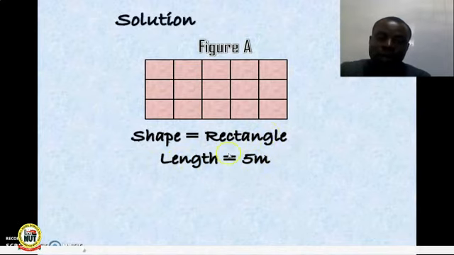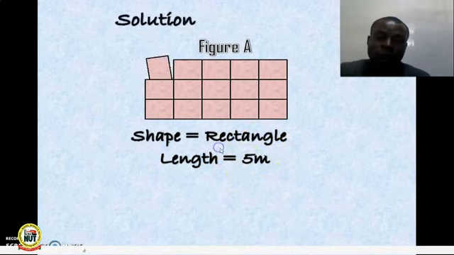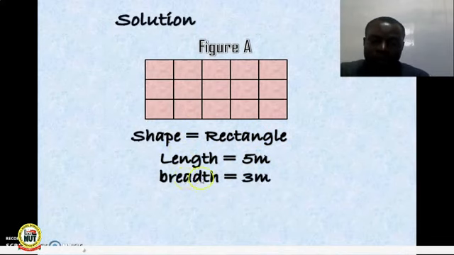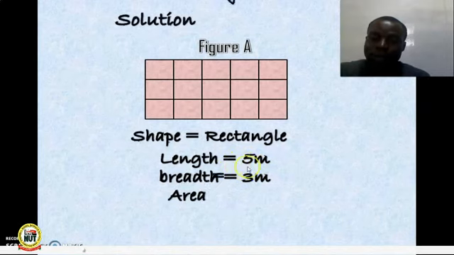So we are equally going to count for the breadth. Let's count 1, 2, and the last one is 3. So the breadth of this rectangle is equal to 3 meters. So we have 5 meters for the length and 3 meters for the breadth. Remember the formula is what? Length times breadth. Area is equal to length times breadth.